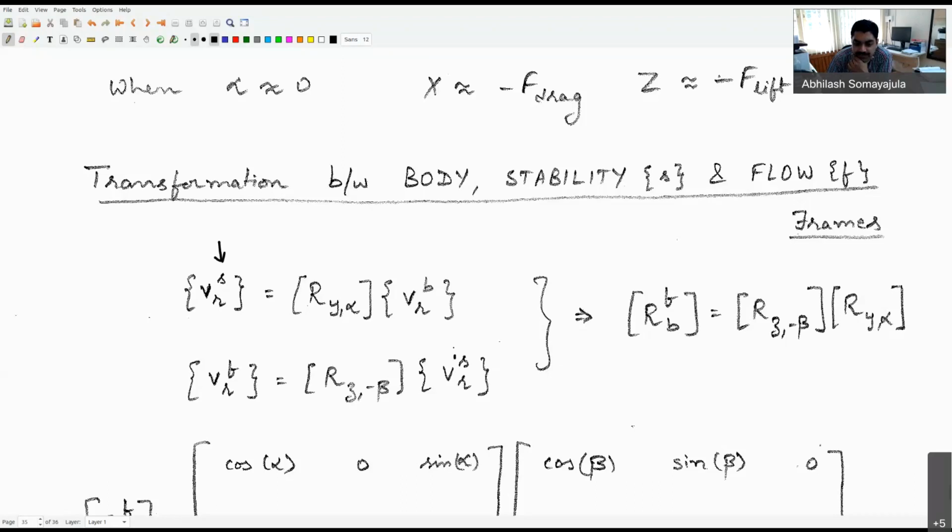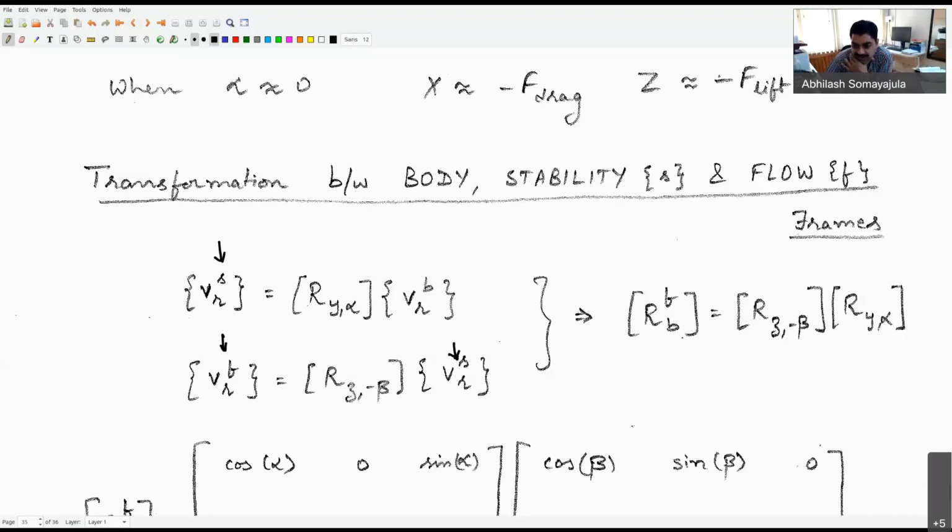And from there, from the stability axis, we would like to go by another rotation matrix about the z-axis by minus beta angle to reach the flow axis. Remember that when we are going from the flow to the body fixed frame, we said the rotation by z followed by a rotation by y. Now, if I'm looking at the other way around, from the b axis to the f axis, I'll do a first rotation by y followed by a rotation by z. Is this making sense? Yes, sir.